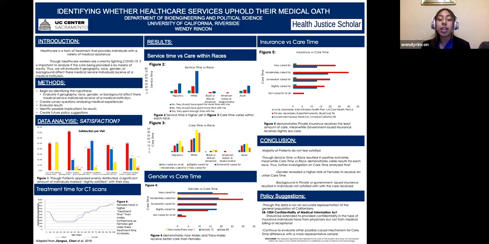And I noticed that males and trans males tend to receive slightly better care than females. However, when I analyzed the insurance versus the care time, I noticed that individuals who have government issued or private issued insurances tend to receive slightly less care than individuals who have local government, local insurance companies.